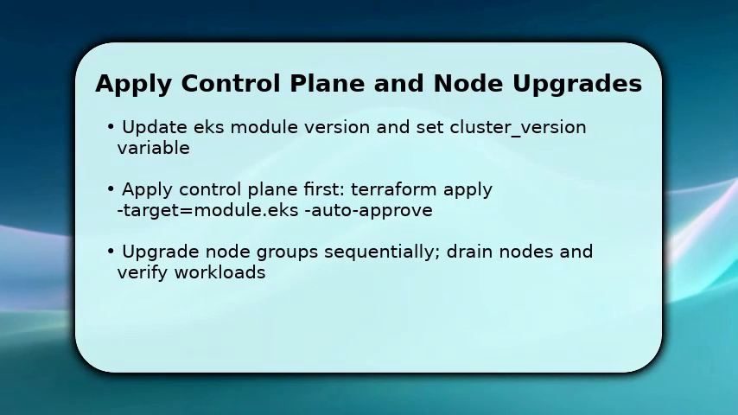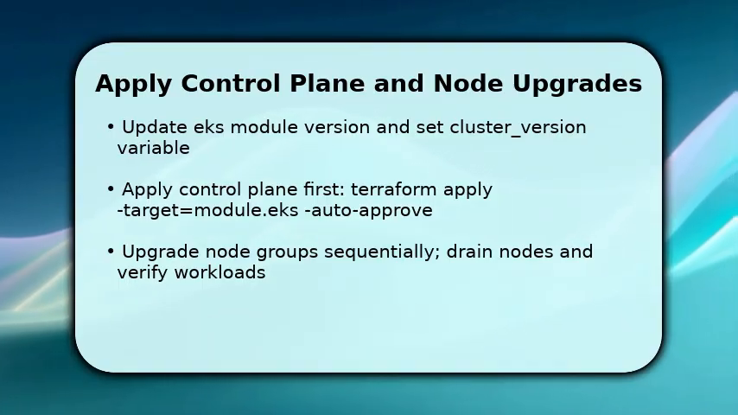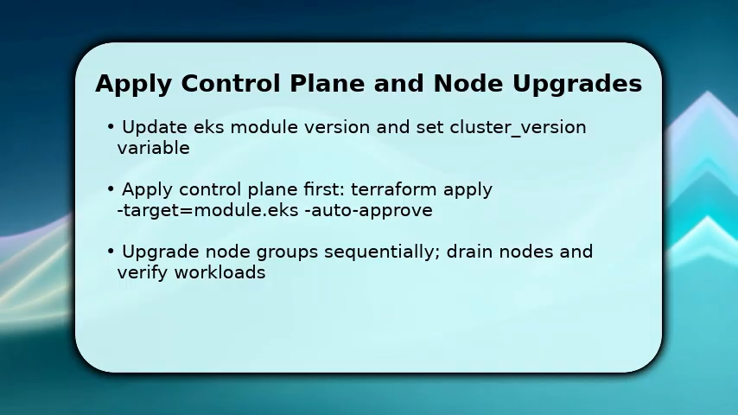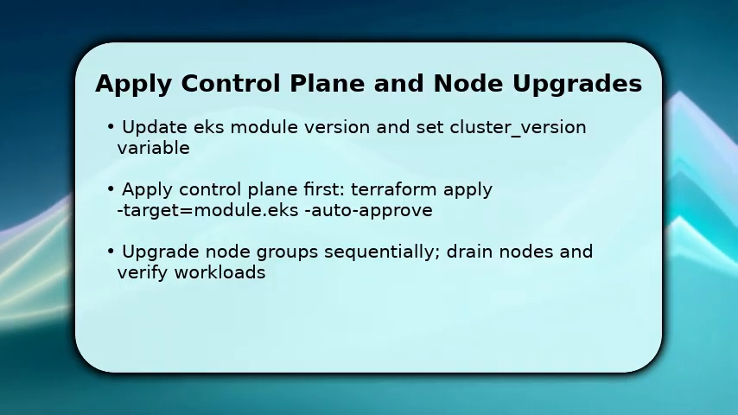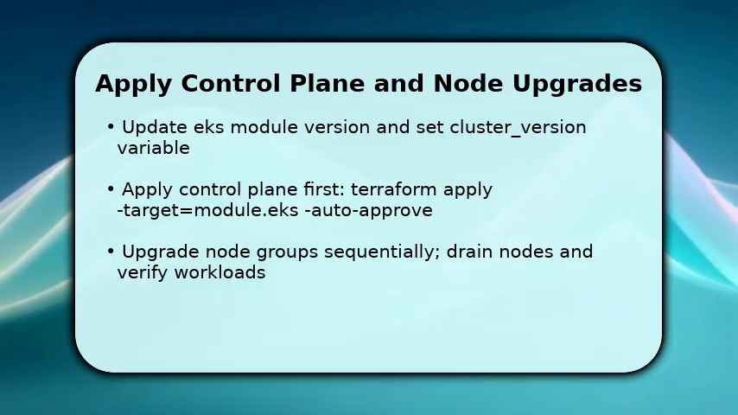You apply the control plane upgrade first so the cluster API supports the new behavior. Update the EKS module and set the cluster version variable, then run Terraform apply targeting the cluster. Once the control plane is healthy, handle node groups one at a time.